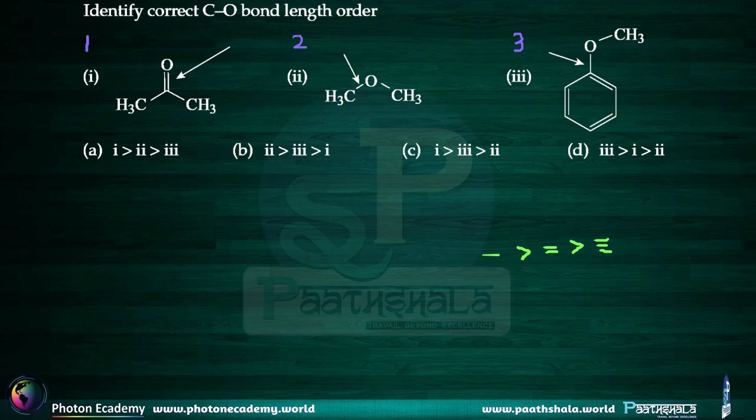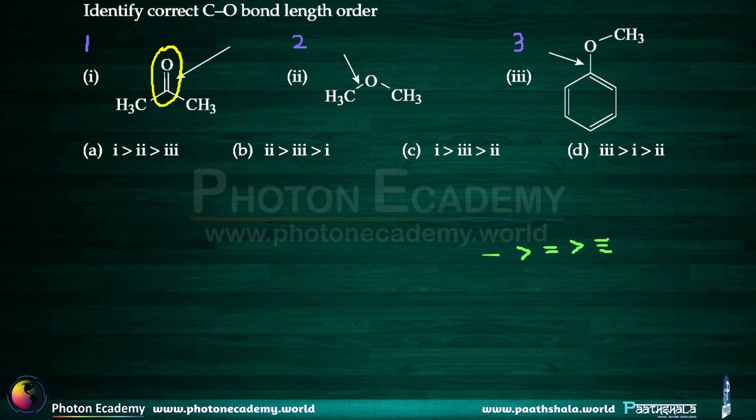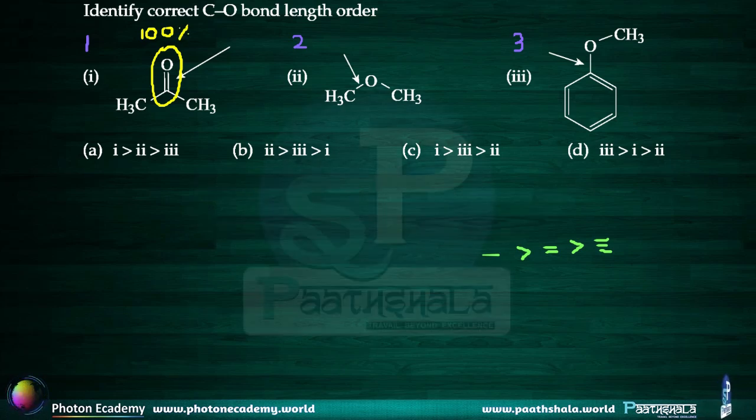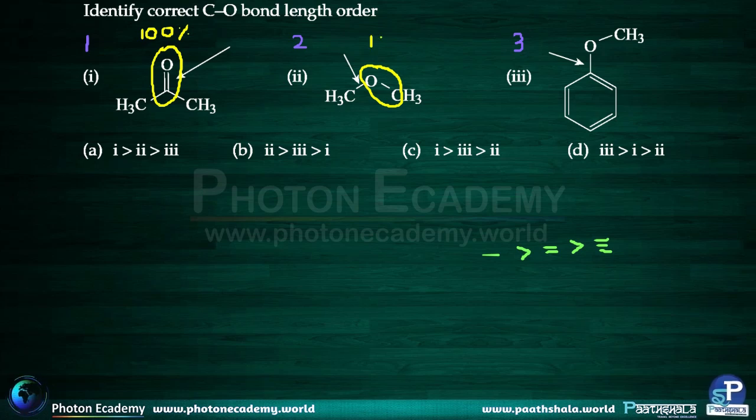Now what we have to observe in organic compound 1 is that we have a carbon oxygen double bond and there is no resonance and no hyperconjugation. Hence what we are able to say is that in organic compound 1 the carbon oxygen double bond has a 100% carbon oxygen double bond character. In organic compound 2, we observe that we have a carbon oxygen single bond. Here there is no sign of resonance, there is also no hyperconjugation. Hence this carbon oxygen single bond has 100% single bond character.